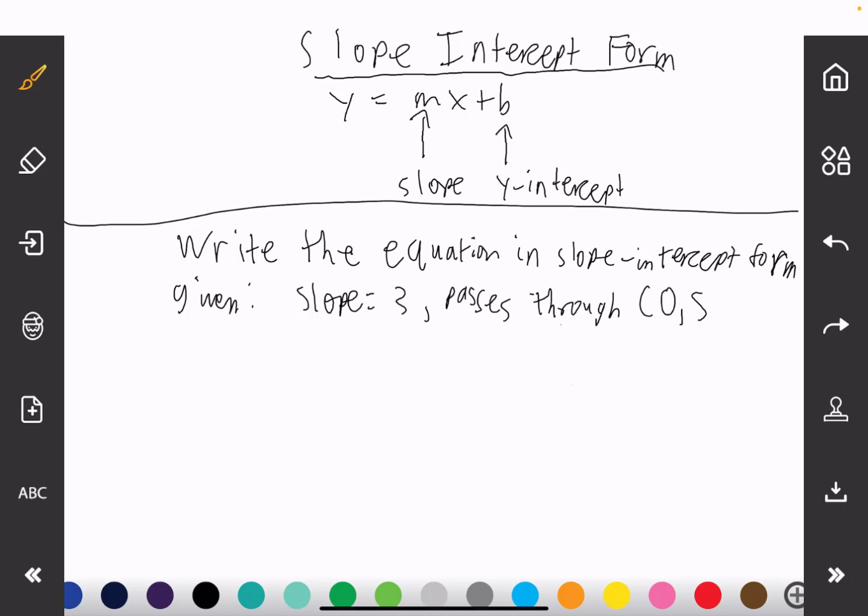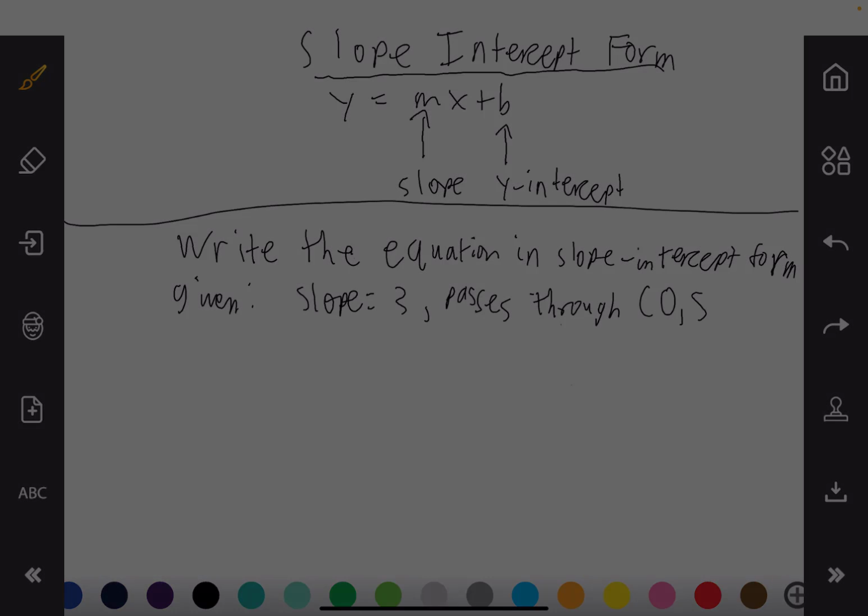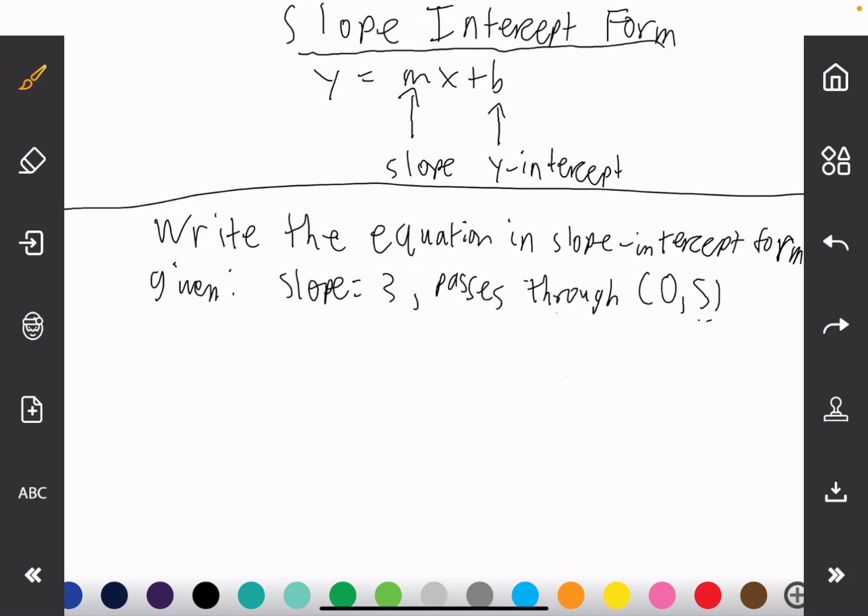Now let's go over what slope-intercept form actually is. It's y equals mx plus b, where m is the slope and b is the y-intercept. So let's look at the example. It says, write the equation in slope-intercept form, given that the slope is 3 and it passes through the point (0, 5). Now these are the two things we need to write the equation.